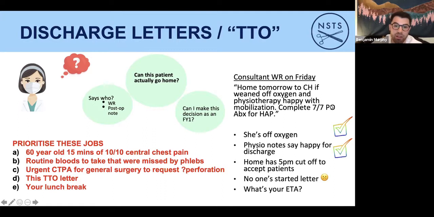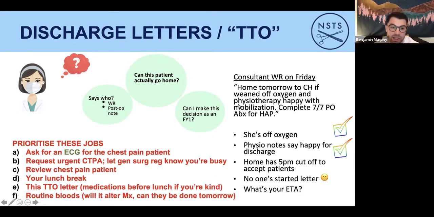So, not that it's necessarily the only way to do it, but the way that I'd approach this on call would be, you'd have received these bleeps already. So I'd hoped that for that chest pain patient, you'd already be asking the nurses to do an ECG. That's probably the most important thing because that's going to guide your management for that patient. Then requesting a CTPA should be fairly quick. So I'd probably do that quickly and then let the general surgical team know that you're busy with this lady with chest pain. Review the chest pain patient.